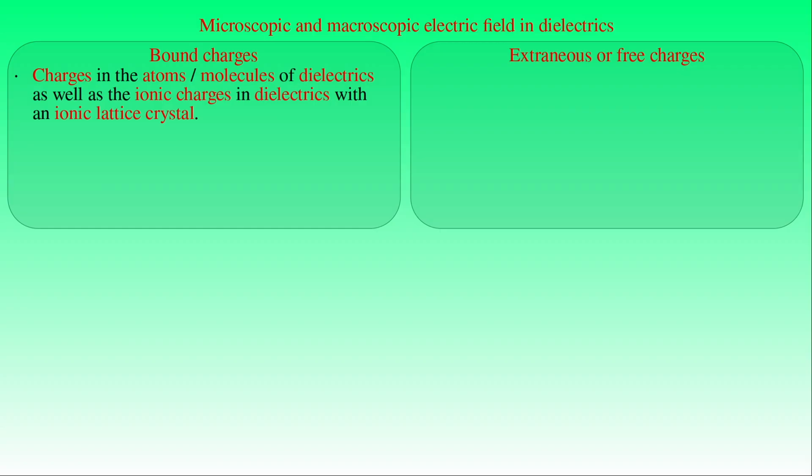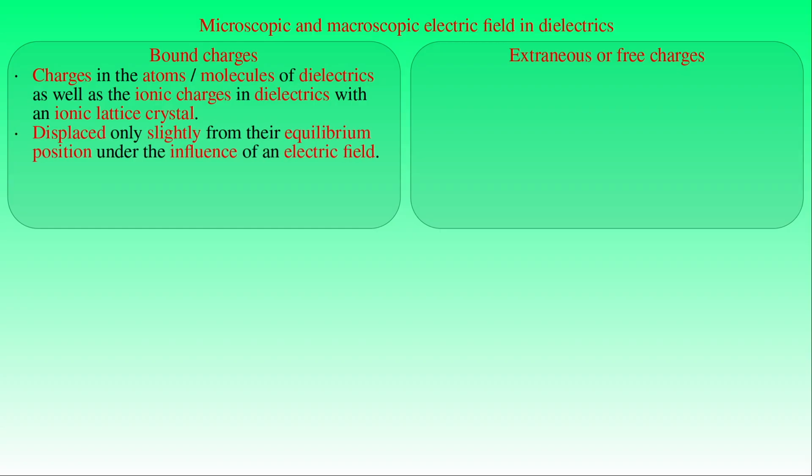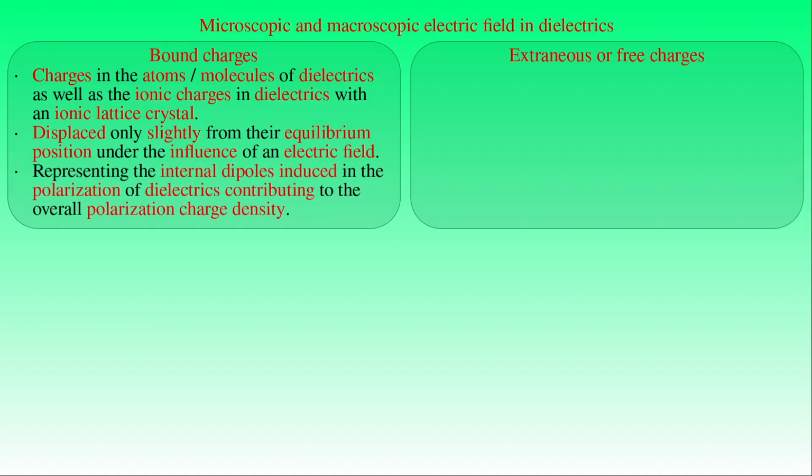As discussed earlier, these charges are displaced only slightly from their equilibrium position under the influence of an electric field, and they cannot leave the atoms or the molecules containing them and move throughout the material. Consequently, bound charges represent the internal dipoles induced in the polarization of dielectrics, contributing to the overall polarization charge density, but they do not produce a conduction current of charges in the material.